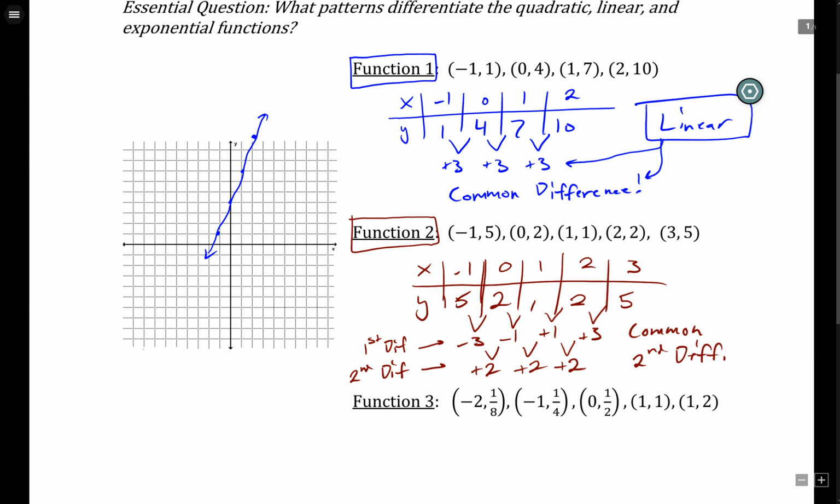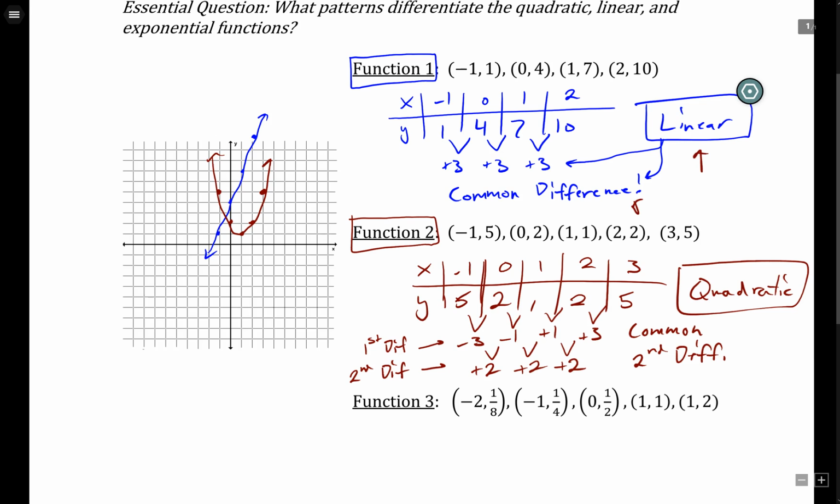Some of you already see what's going on, but if I graph these points, 0 up 2, I see that this is a quadratic. So this is a quadratic function. Quadratic functions have a common second difference. So let's just remind ourselves of what's going on.